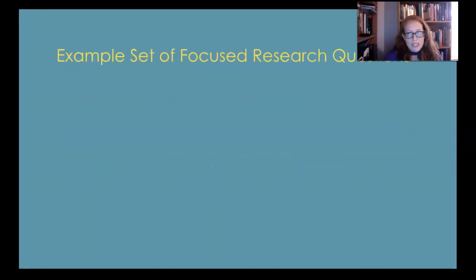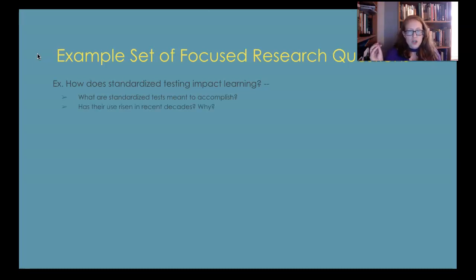Here are some examples of focused research questions. I'm going to do how does standardized testing impact learning, my go-to example. One, I would have to know what standardized testing is meant to accomplish. What are the reasons that we use testing in the first place? What is it supposed to do? What do the trends show in terms of how we're using it? Are we testing more or less?